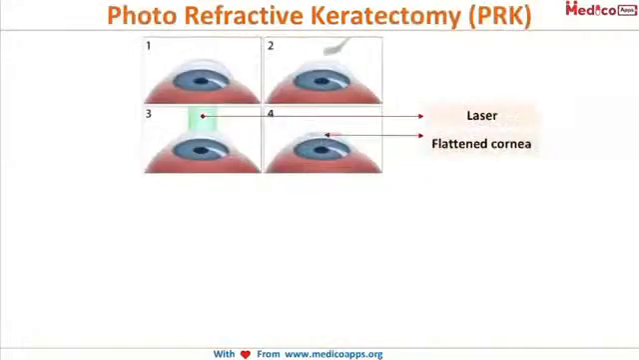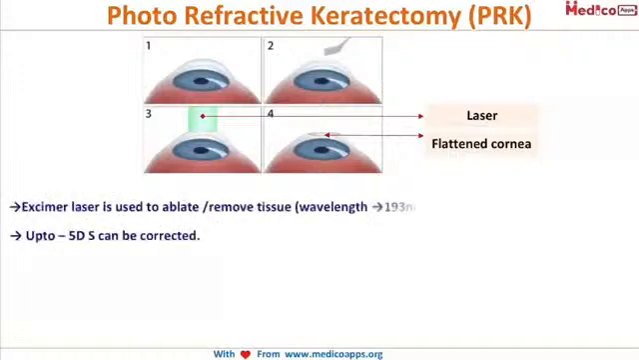This was succeeded by PRK, that is photorefractive keratectomy. That is, you are removing some part of the cornea. Keratectomy, you are removing some part of the corneal tissue, using an Excimer laser to do this procedure. The wavelength over here is 193 nanometers. Please remember, this can be frequently asked, and it can correct up to -5 diopters of myopia.